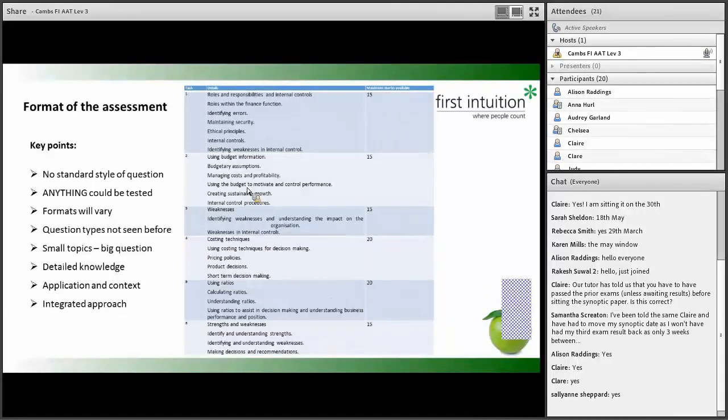The other tasks, tasks 2, 3, 4 and 6, they are going to have written elements. They may be dominated by written elements, so there might be some gap fills and some calculations in there, but also lots of written tasks.